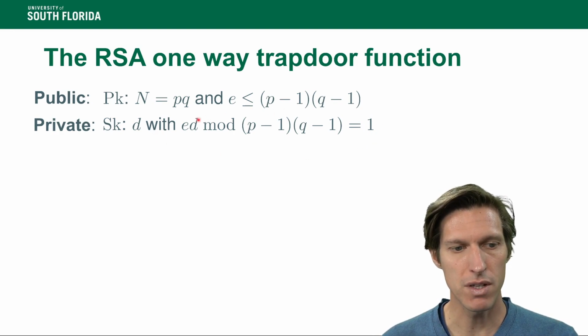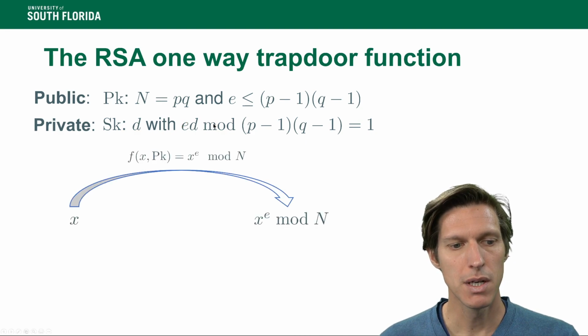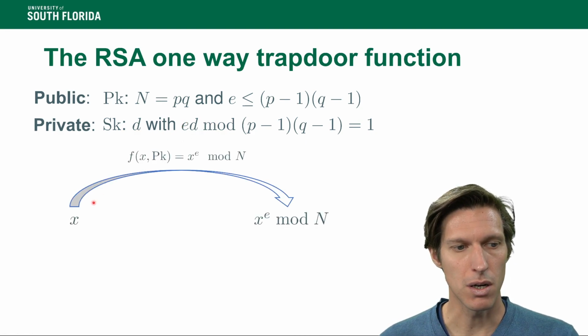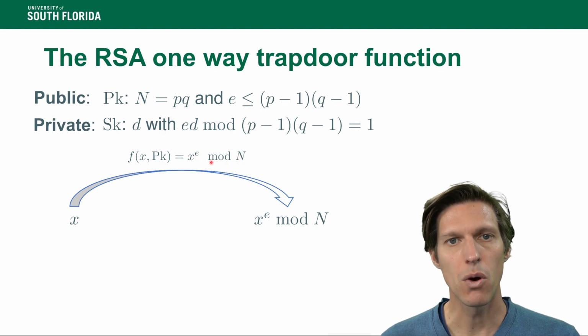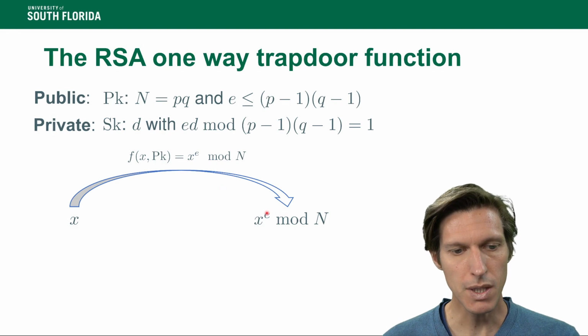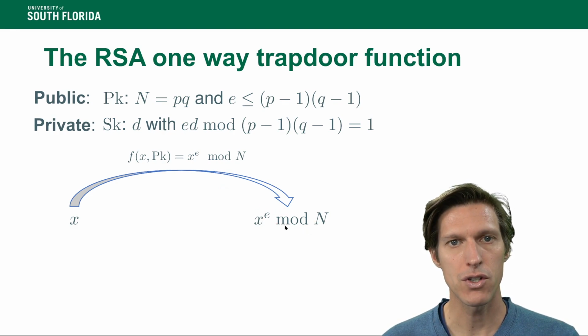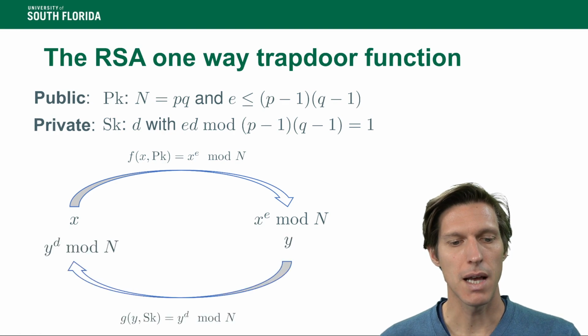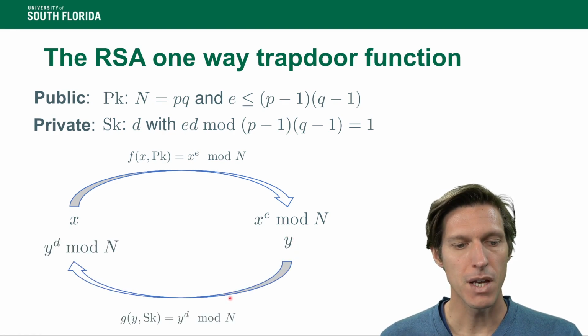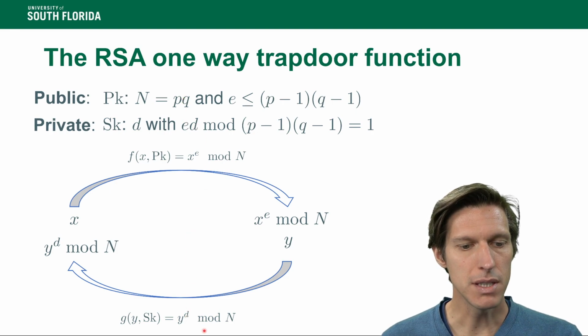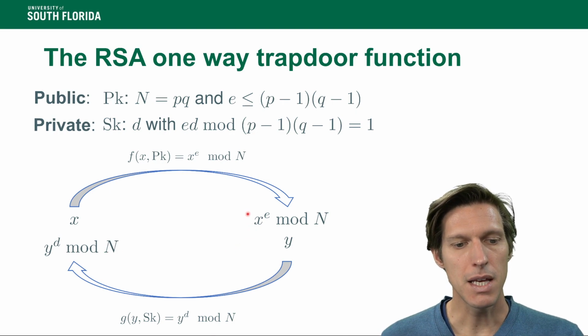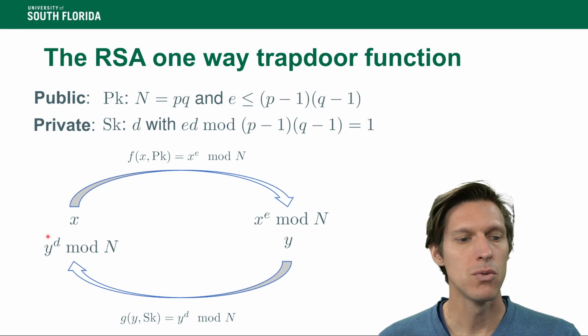If we accept that e and d have this property, then here is the evaluation of our trapdoor one-way function. You take x, raise it to the power e, and then reduce the result mod n. All of that requires only public parameters, and that gives you the evaluation of your function. Now, what does the inversion look like? You take a y and raise it, this time, to the power d and reduce mod n. This produces y to the d mod n, and if your y is x to the e mod n, then you will fall back on x.